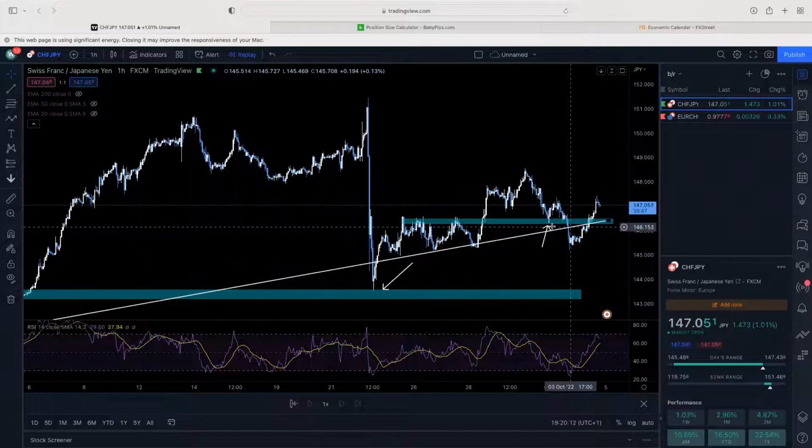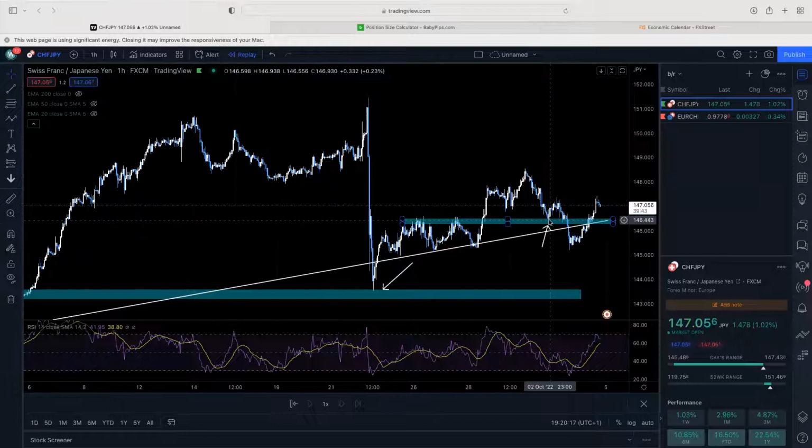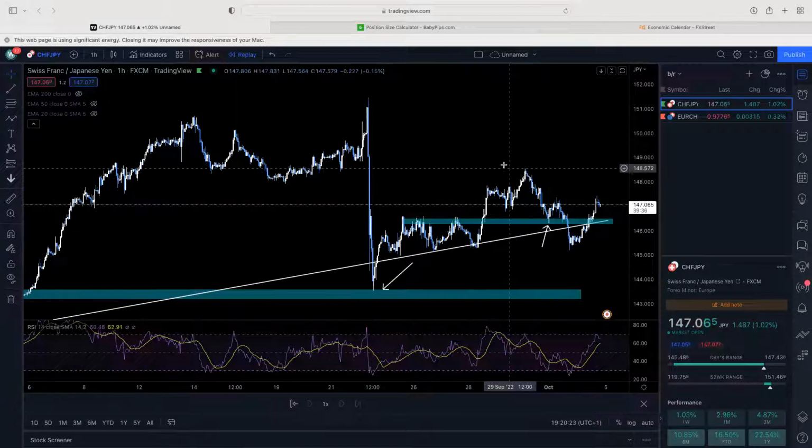However, what we can do is look at the break and retests of these zones on different currencies and see which ones tend to break and retest quicker, which ones tend to break and retest stronger, and over what kind of time frame.